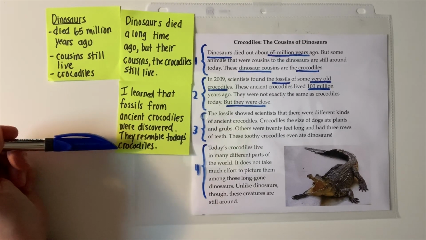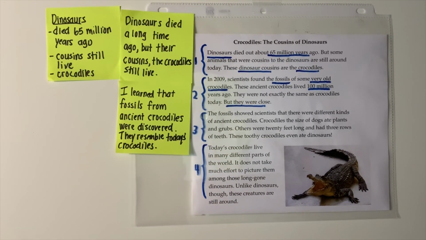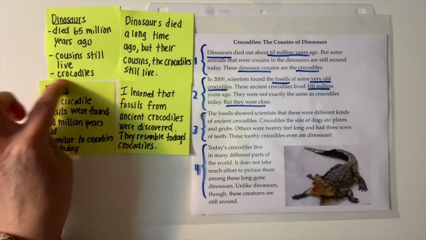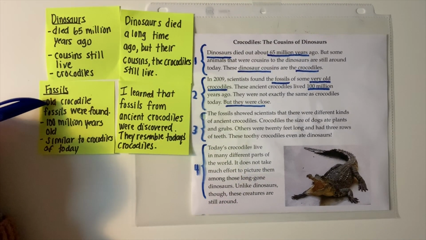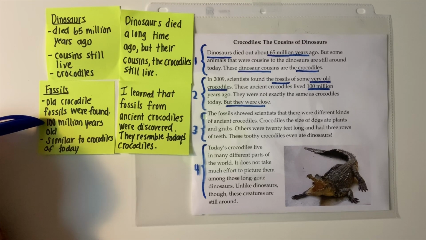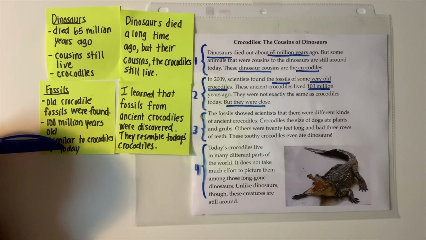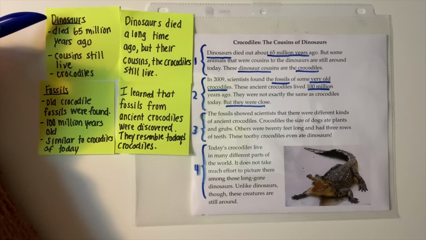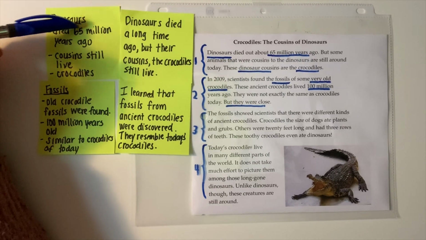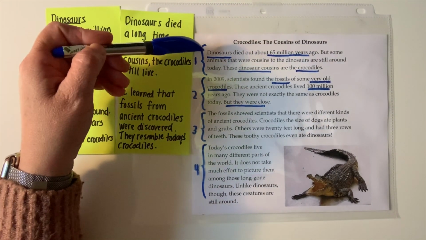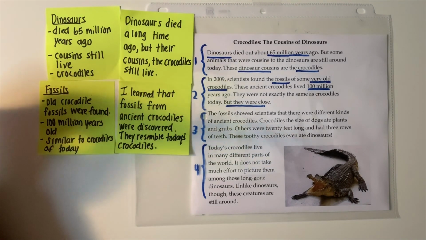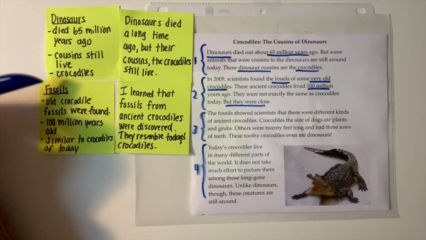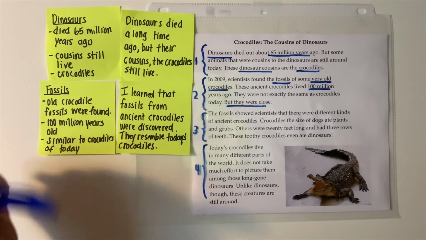They resemble today's crocodiles. Or if I do a bulleted jot, I know that this paragraph is about fossils that were found. Old crocodile fossils were found. The fossils are 100 million years old, and they're very similar to crocodiles of today. Notice how when I bullet my jotting, I create a topic, because that's also the way that this text is set up. Each paragraph offers a topic of its own. The first one was dinosaurs. The next one is fossils. So it helps me understand it.